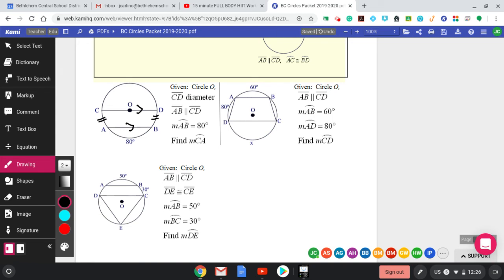All right, no problem. Remember, what was COD up above here? That's a diameter, so you have a semicircle right here. All right, you have a semicircle which equals to 180. So arc CA will be equal to 180 minus that 80 we were given, divided by 2. And that'll be 50 degrees. Okay, 50 degrees. All good?